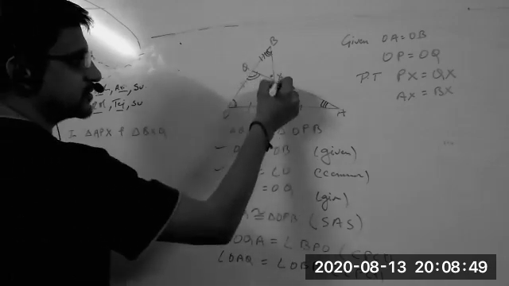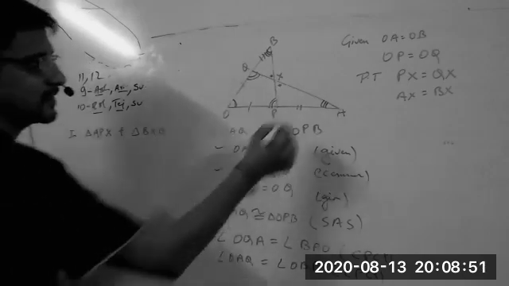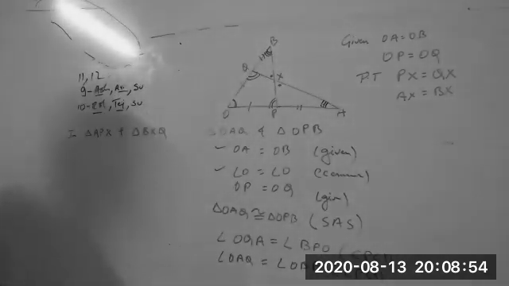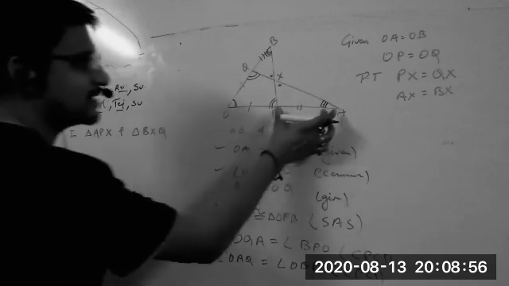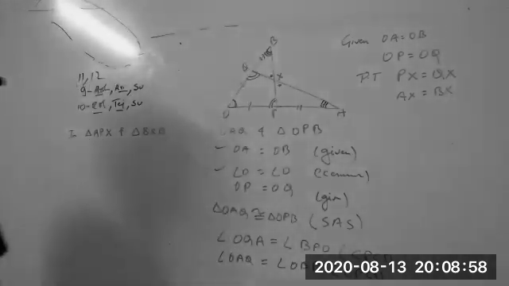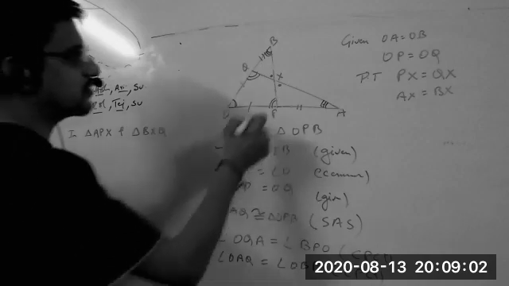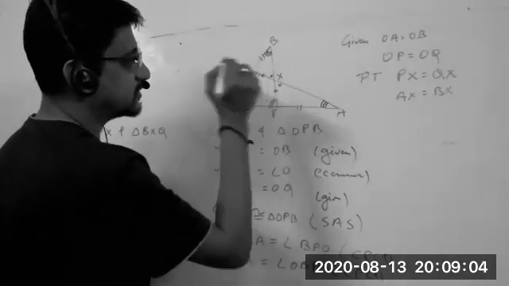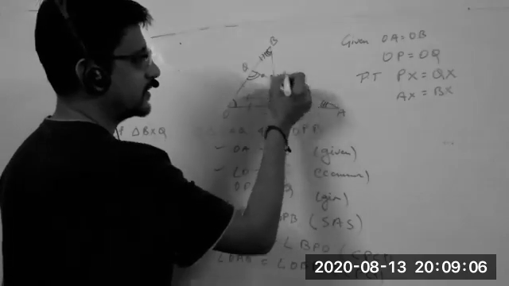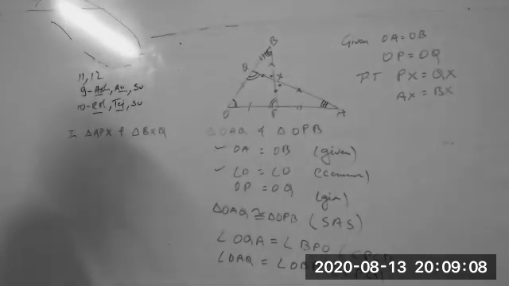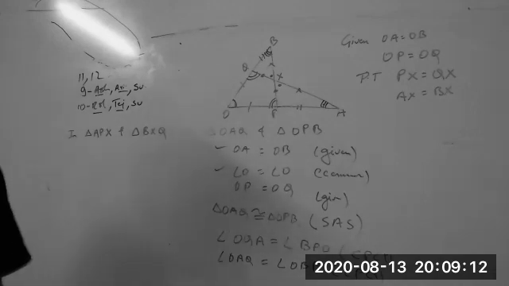these two are vertically opposite angles. This angle is equal to this angle and this is equal to this. So both are congruent. If it is congruent, this side will be equal to this side and this side will be equal to this side. Okay, sir. Got it? Write it.